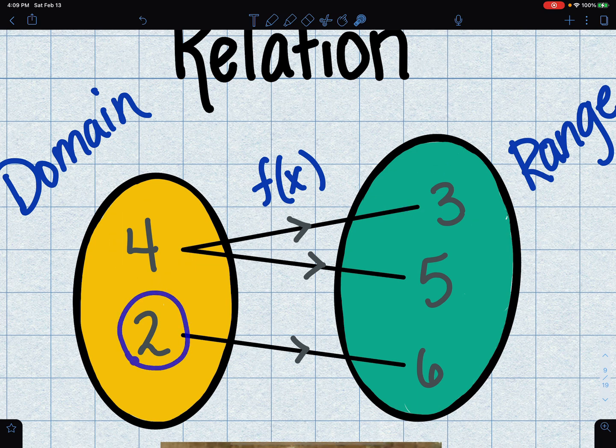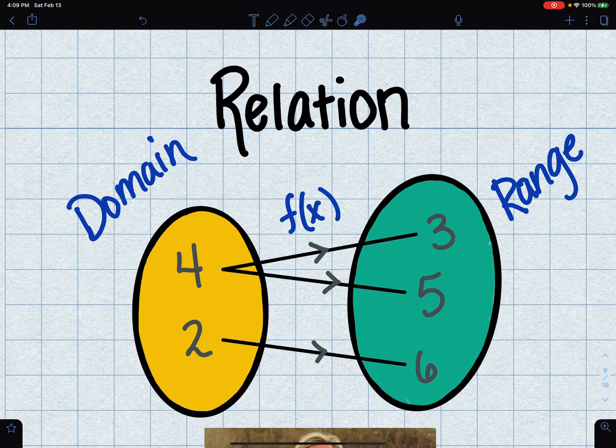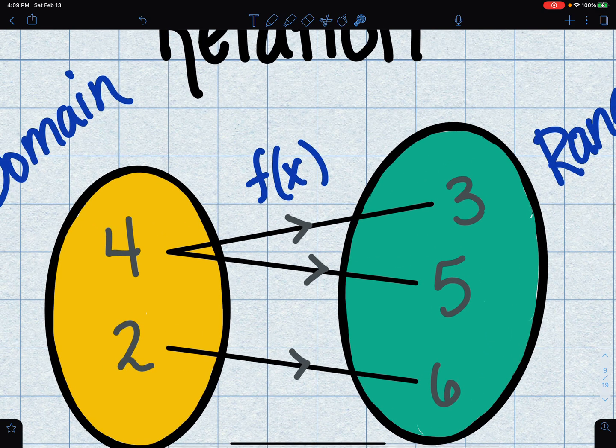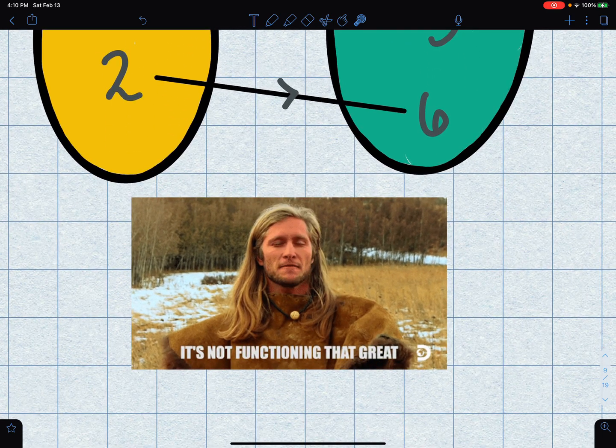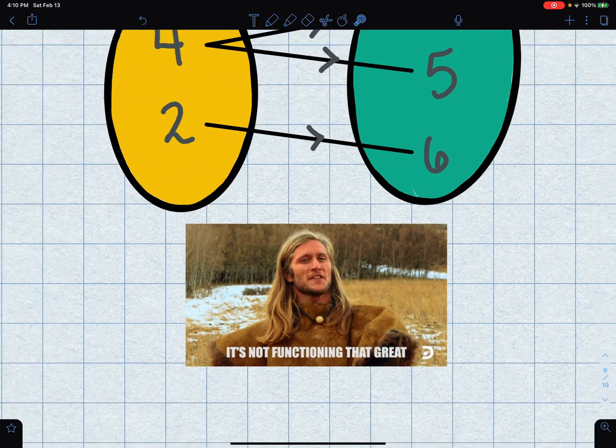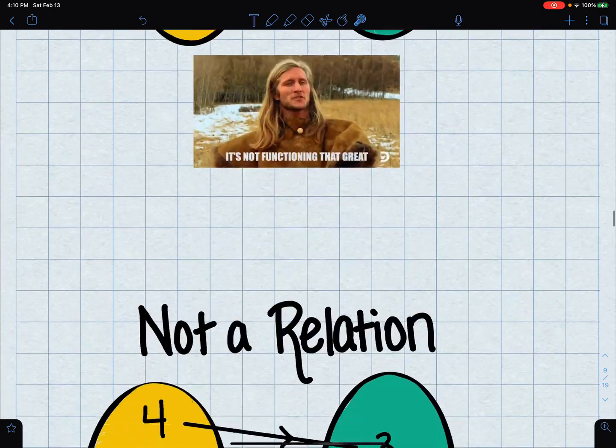If I put in a 2, it will give me a 6 every time, but I'm still not happy with this branching point right there. So this is not a function. And if it's not a function, it's called a relation. Think of it as a vending machine. Would you be happy with this vending machine if you put in 4 quarters and it might give you a 3, it might give you a 5, whatever it feels like giving you? No, you would say, hey, it's not functioning that great. Because it's not a function. It's just a relation. All right, so that's not a function.